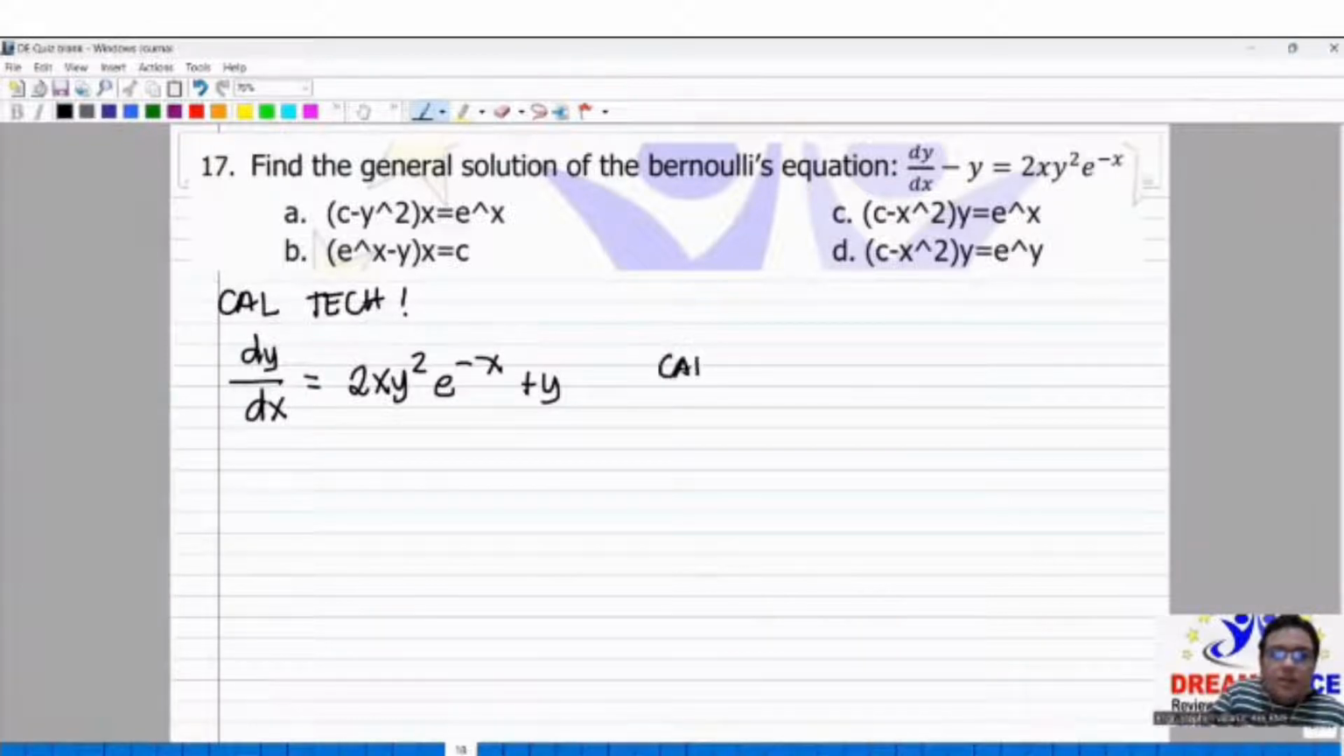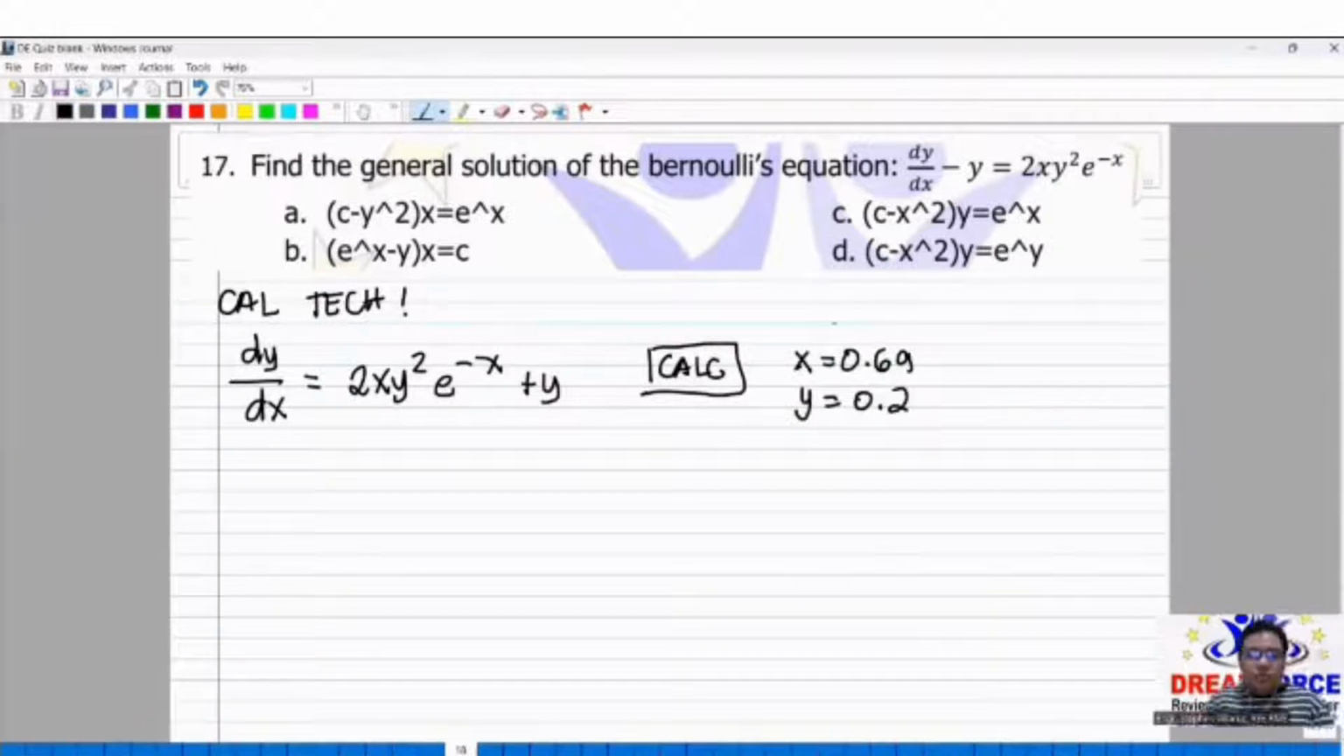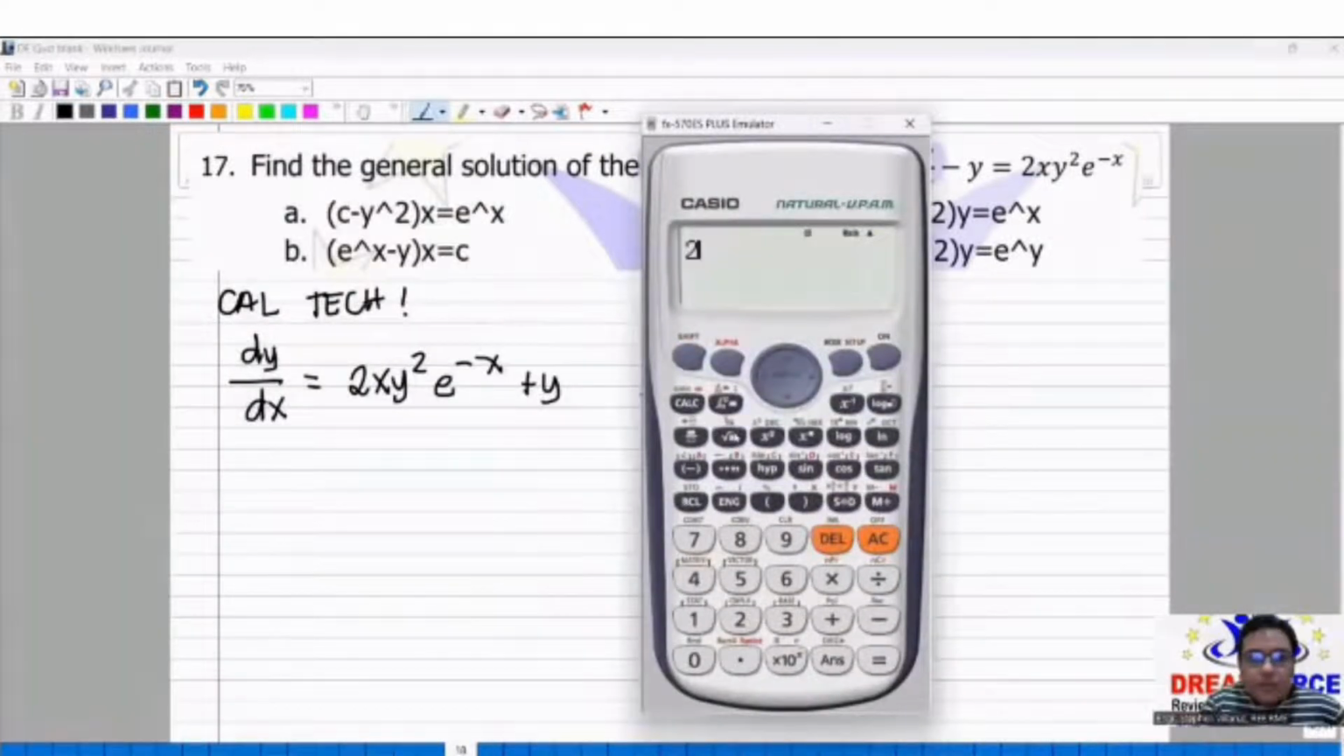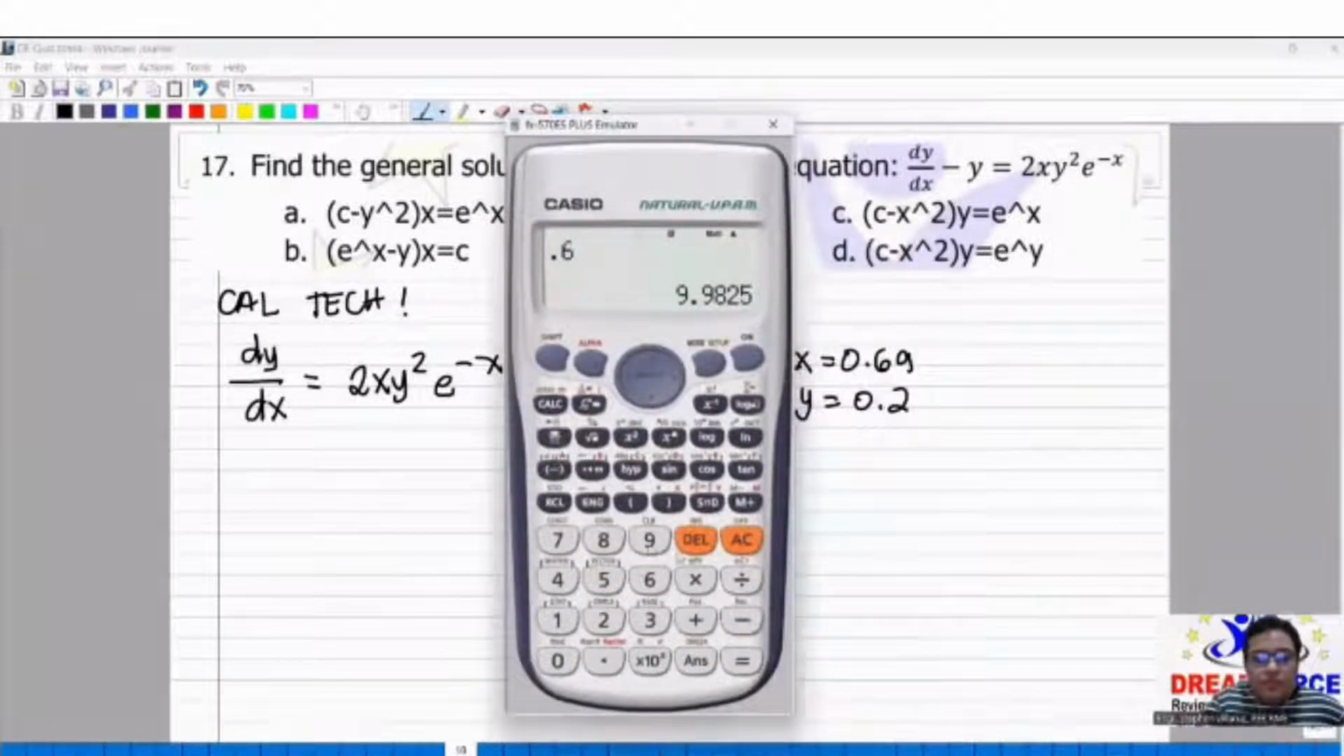Okay, calc lang natin. Since wala tayong limit, tayo magbibigay ng limit. So, x is equal to 0.69, then y equal to 0.2. So, this is 2xy squared e, so shift ln to the negative x plus y. Okay, alpha y. Calc lang natin, x is equal to 0.69, then y is 0.2. So, ito yung hahanapin natin sa choices natin.